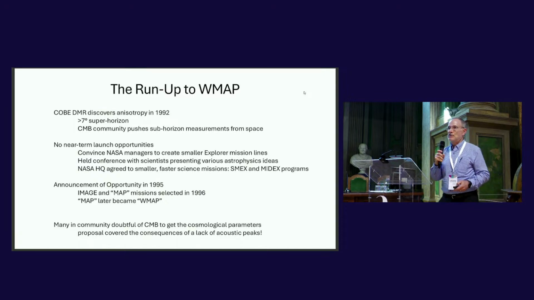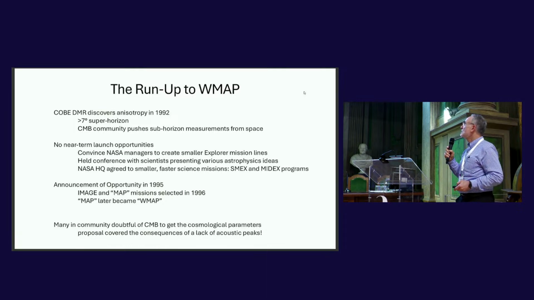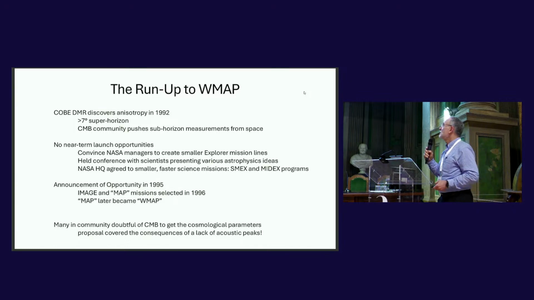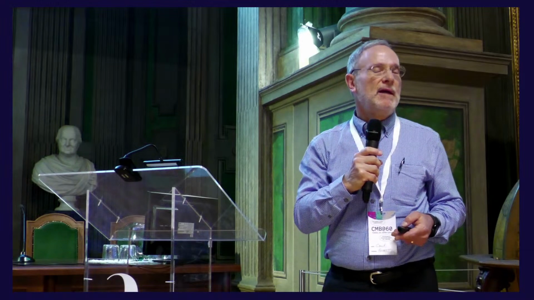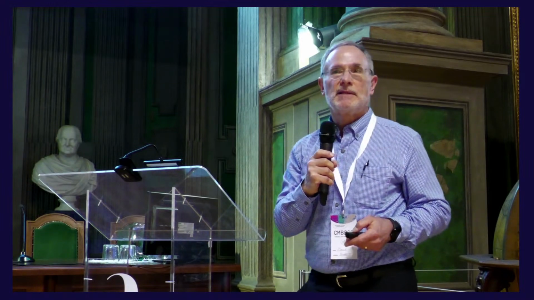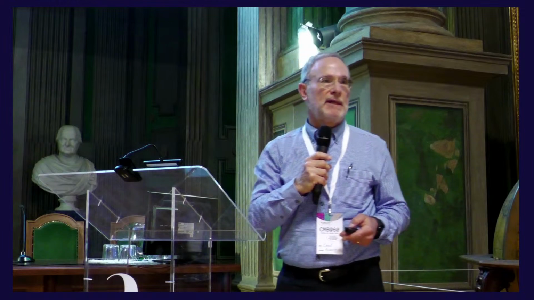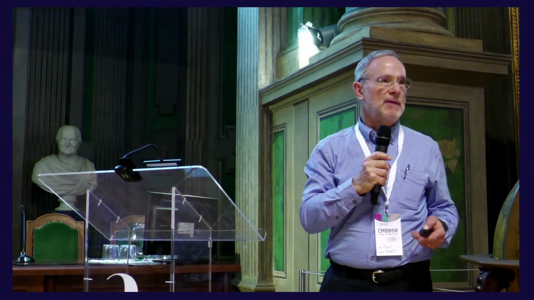And so they issued an announcement of opportunity, the first one for the MIDEXs in 1995, and 2 missions were selected. One of them, IMAGE, is a heliospheric mission, and MAP, as it was called then, was the astrophysics selection. MAP was named because we wanted to emphasize that our objective was to make a map of the sky. Later, I wrote a letter to NASA asking them to rename the satellite in honor of Dave Wilkinson, and that's how it became WMAP.